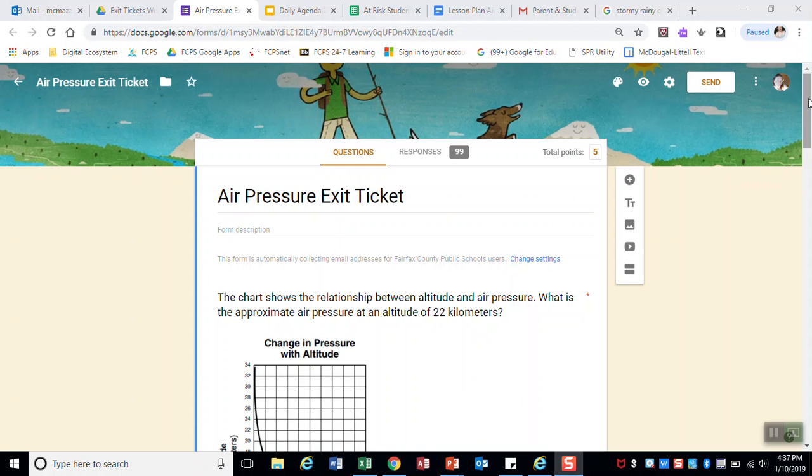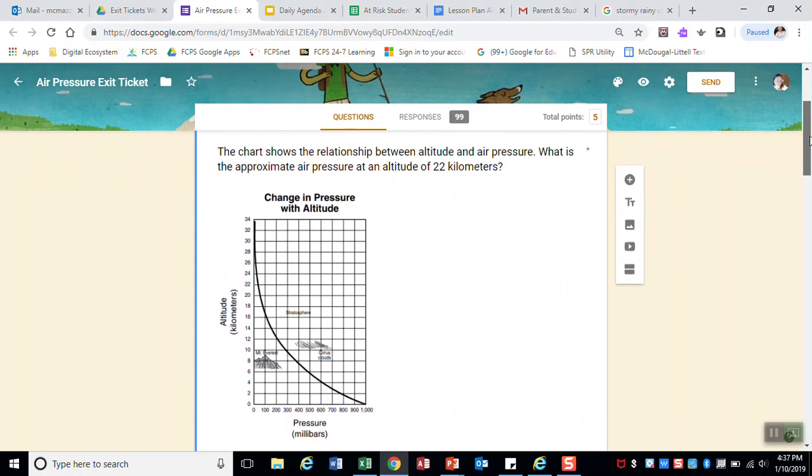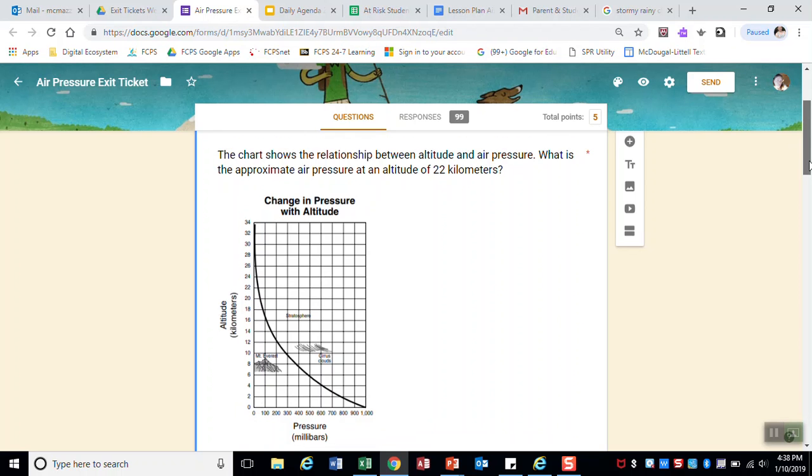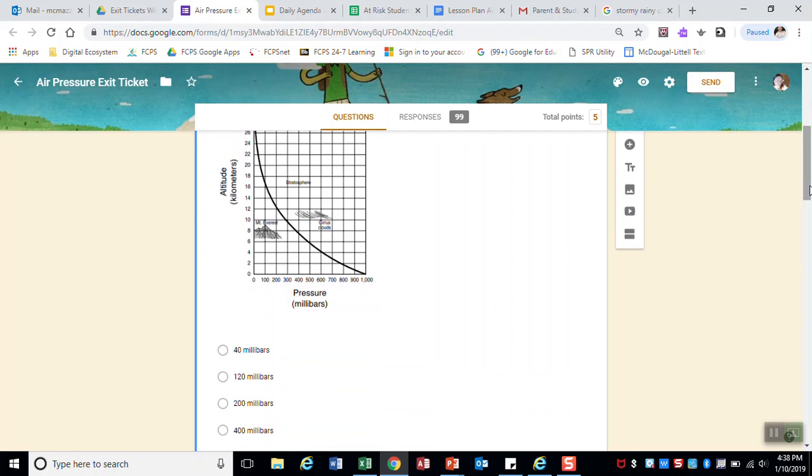One last thing, let's look at the air pressure exit ticket. The first question says, the chart shows the relationship between altitude and air pressure. What's the approximate air pressure at an altitude of 22 kilometers? In this question, you had to come all the way up here to the 22, carry it over to where the line was, and then you go straight down. And you see that that is going to be somewhere between 0 and 100 millibars. The only possible answer for this was 40 millibars.